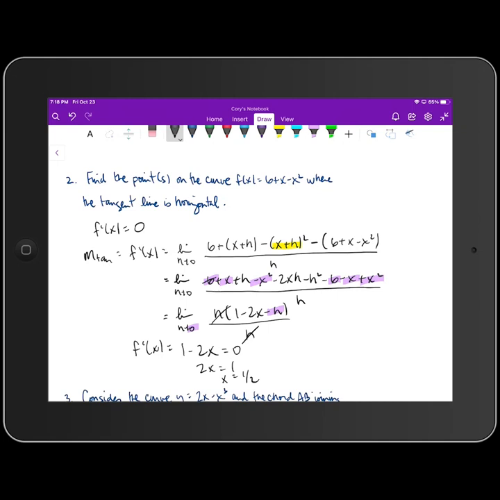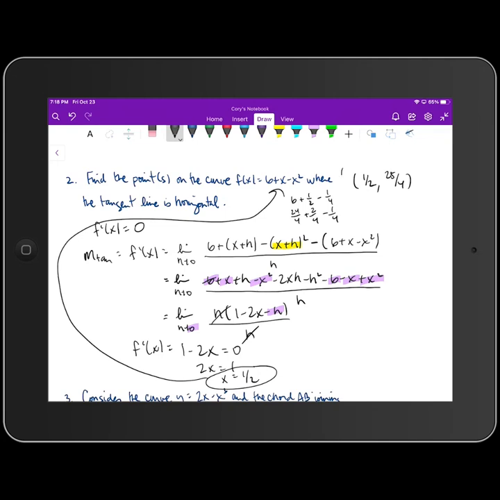Okay, so it says to find the point. So that's going to be the x coordinate of our point. And then we have to plug this value into our function to find the y coordinate at that x value. Okay, so that's going to be 6 plus 1/2 minus (1/2) squared, which is 1/4. And then I want to get a common denominator of 4. So 6 is 24 over 4 plus 1/2, which is 2 over 4, minus 1 over 4. So the y coordinate of our point is 25 over 4.